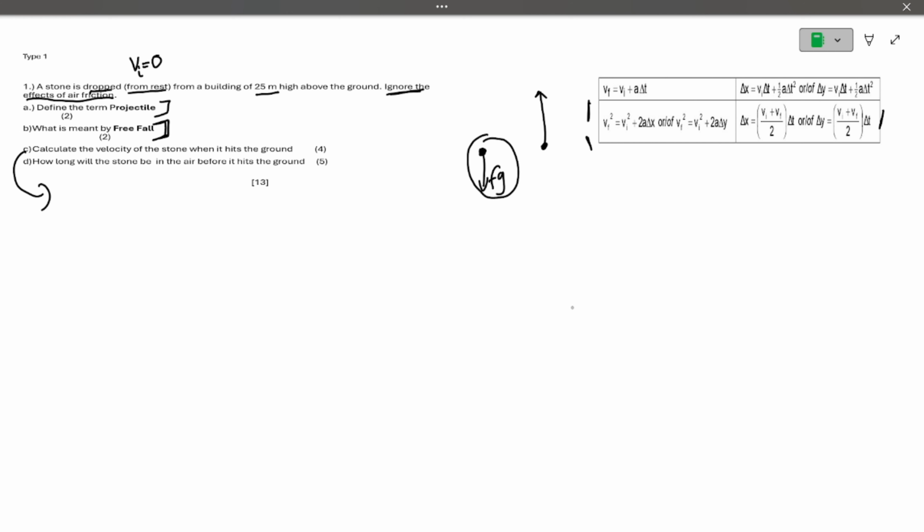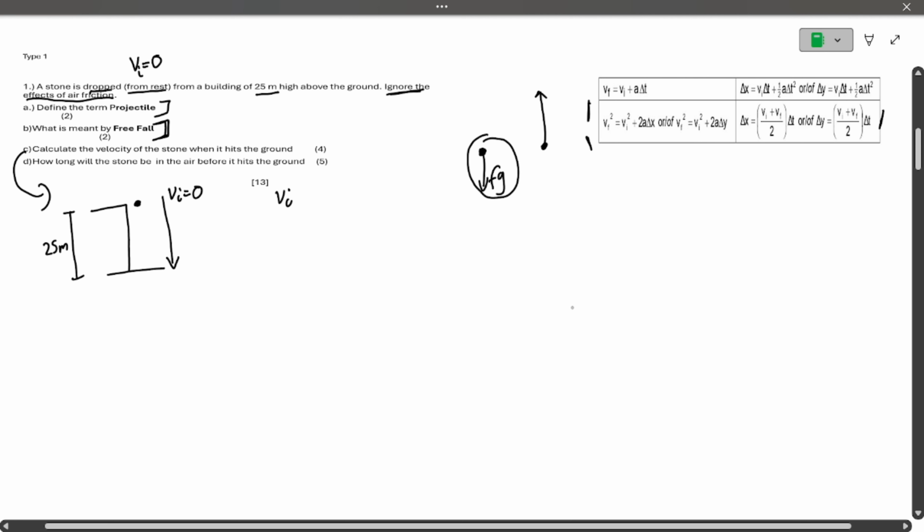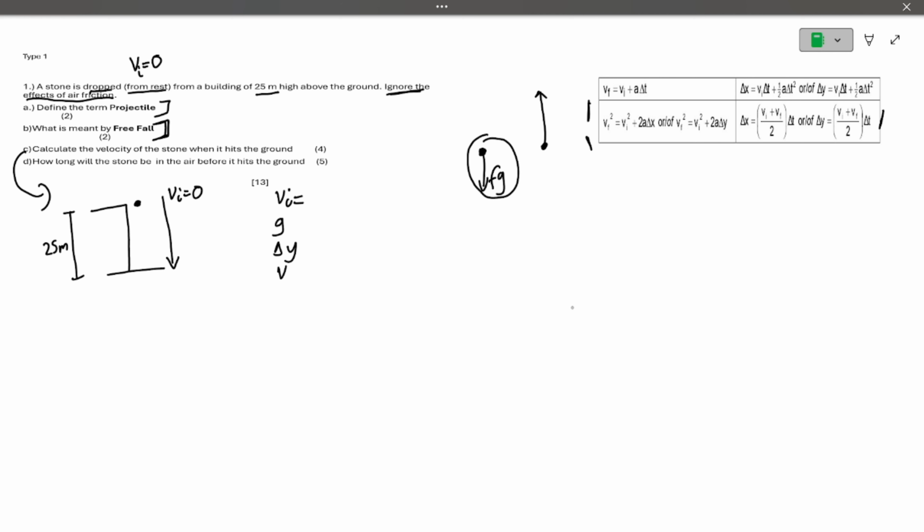What I like to do before anything is draw my scenario, so that I can see what's happening. So let's say this is a 25-meter high building as this scenario has told us, and then they say that a ball is dropped. And then what else are we given? We are given initial velocity, which is from rest, or 0. After drawing my scenario, now I list my variables. Let me start with v initial, gravitational acceleration, and then change in y, and then v final, and then change in time. And then I start to name them so that I can see what I am given.